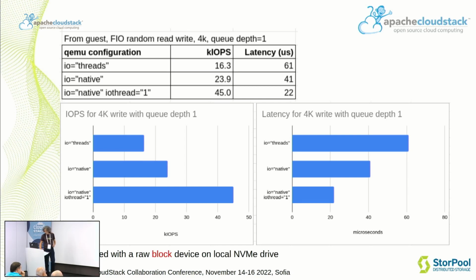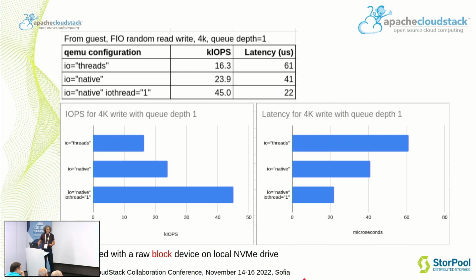So the default mode, that is, we call it threads, has about 60 microseconds to complete the write operation. With io native, the latency is about 40 microseconds. That is a significant improvement. And if we have a dedicated I/O thread, so if we have io native and iothread enabled, then we can get almost down to 20 microseconds. So it's almost 3 times less latency for processing the I/O operations.